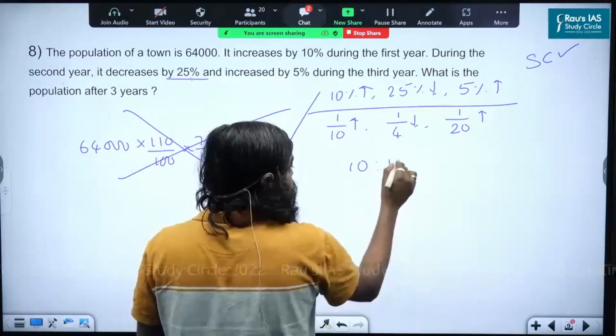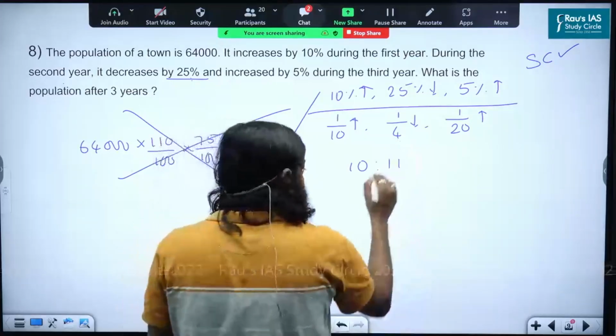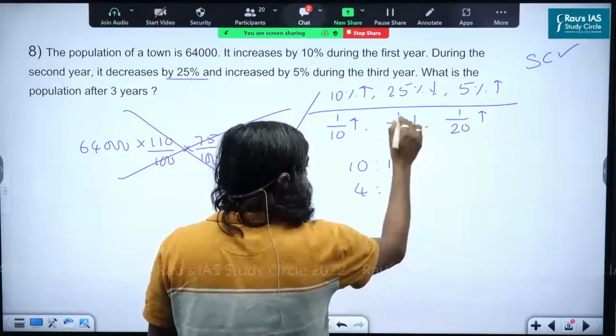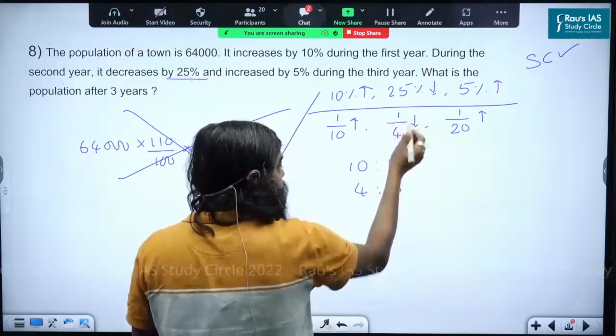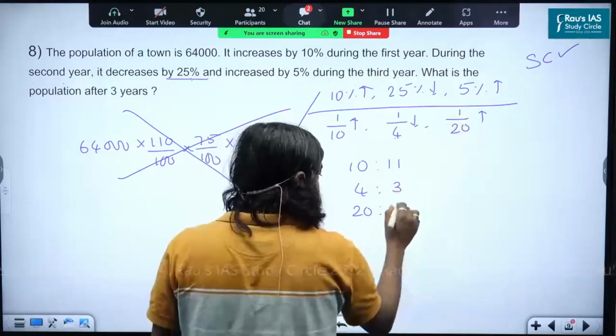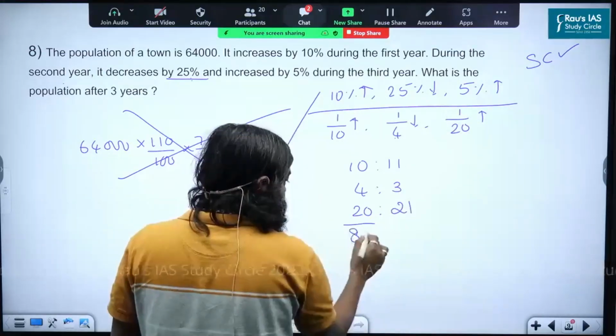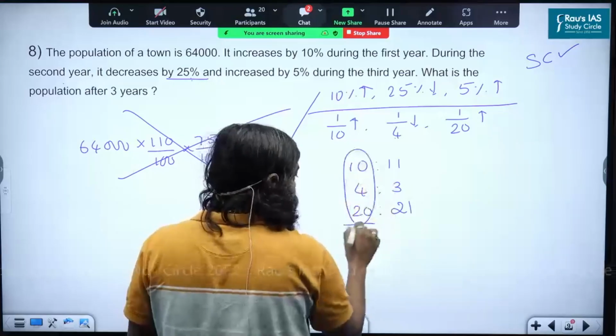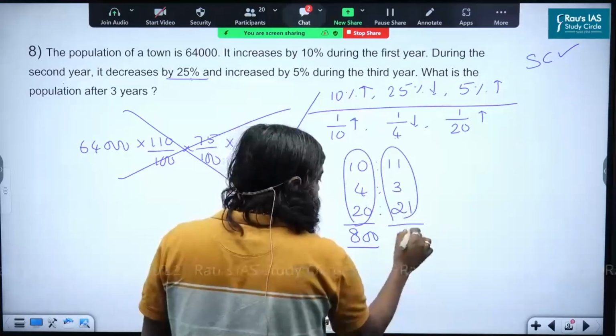Whatever the denominator, write as it is. Increased by 1, it becomes 11. Whatever the denominator, write as it is. Decreased by 1, it becomes 3. 4 minus 1, 3. Whatever the denominator, write as it is. Increased by 1, it becomes 21. Now 800, multiply vertically. Multiply vertically 693.